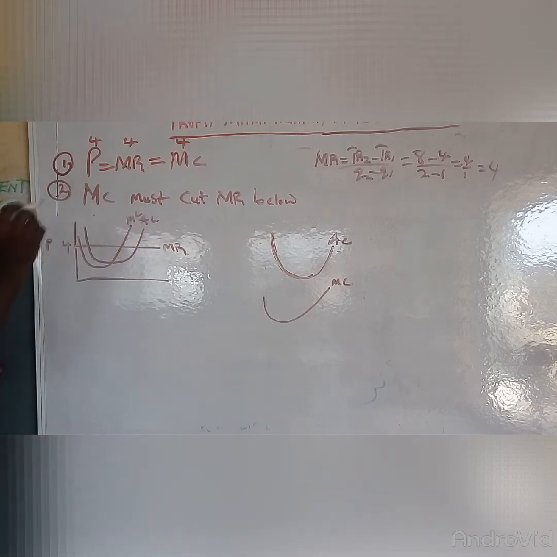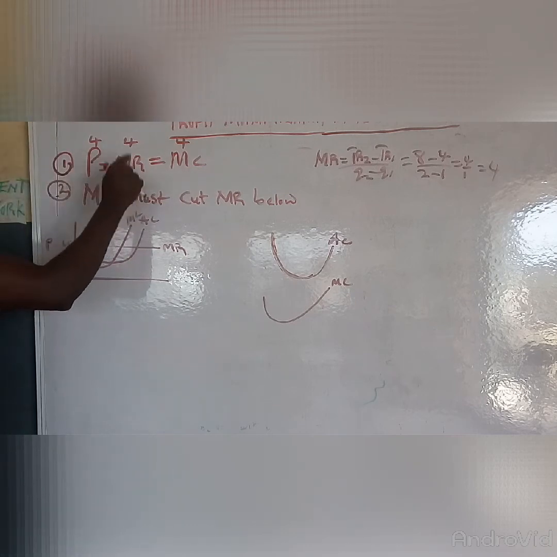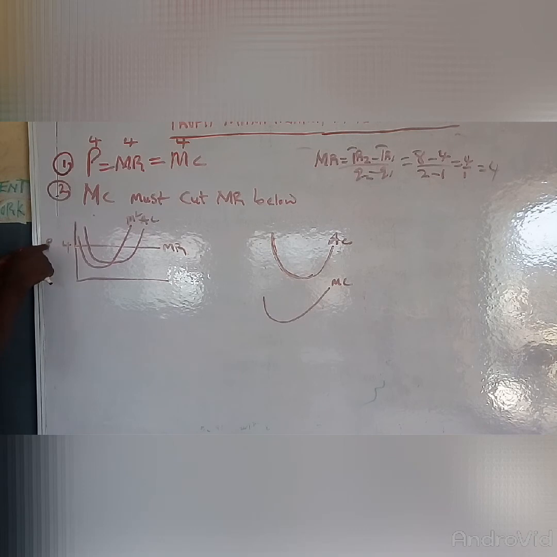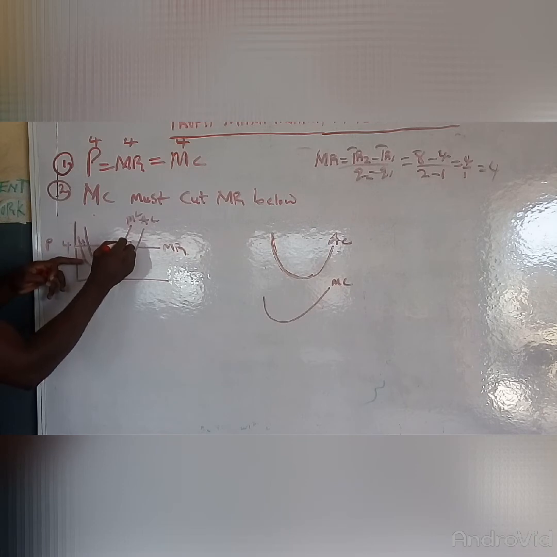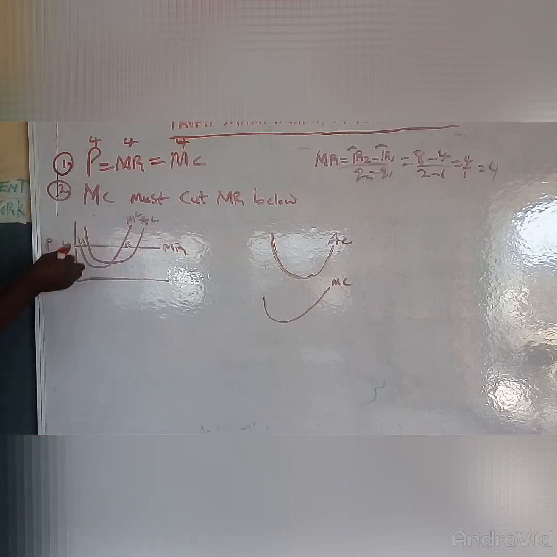Now, if you look at it very well, the first condition says that P must equal MR, MR must equal MC. So at this point, P is 4, MR is 4. Then let's go to MC. We have MC also here to be 4, because it cuts the MR here, which is 4. So at A now is 4. But when you look at this place, you can see that MC also cuts MR here again, which is B. Then we are confused. Which one are you going to choose? Is it where it cuts at A or at B? But we are going to look at our second condition, which is going to help us now.